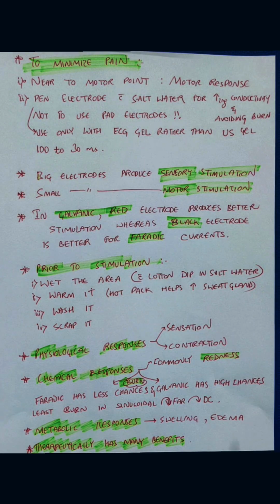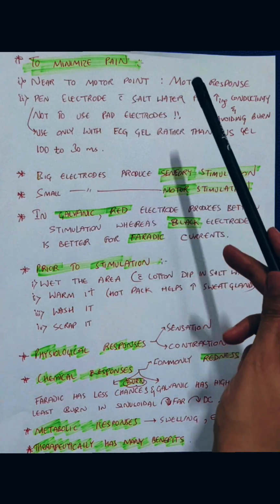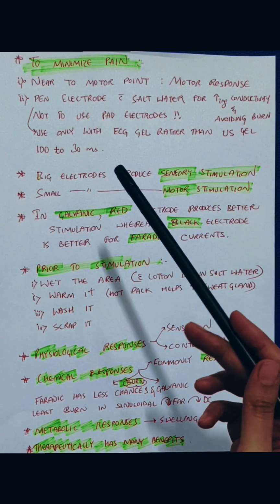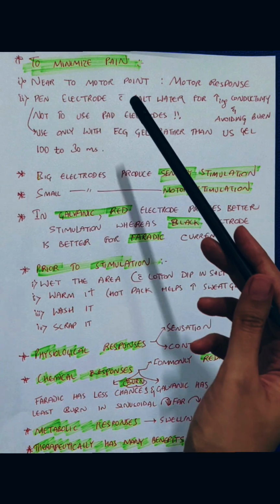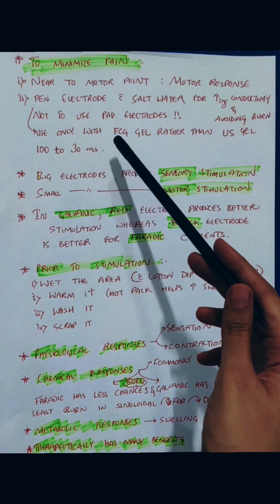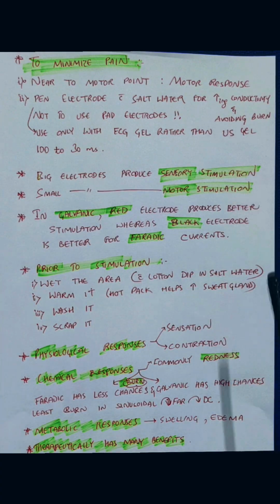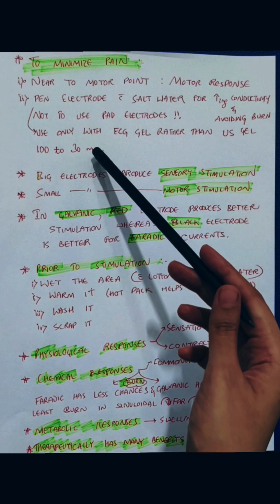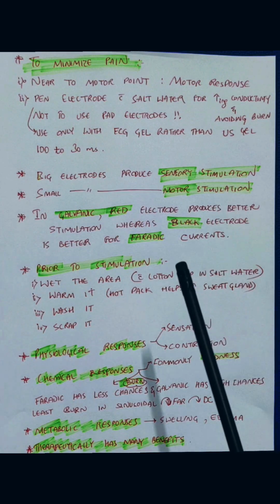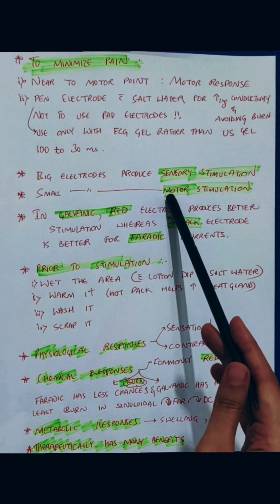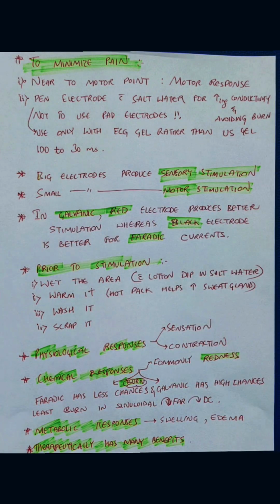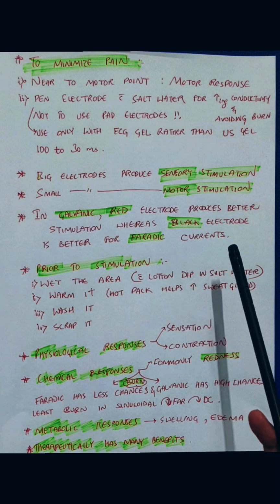Now, to minimize pain, the electrode can be placed near the motor point for the motor response. We have to use a pen electrode rather than a pad electrode. So, we use a pen electrode with salt water for increasing its conductivity and to avoid burns. We use only ECG gel rather than ultrasound gel. The big electrode is shown to produce sensory stimulation, whereas a small electrode produces motor stimulation. In galvanic, the red electrode produces better stimulation, whereas in Faradic currents, the black electrode is shown to produce better stimulation.